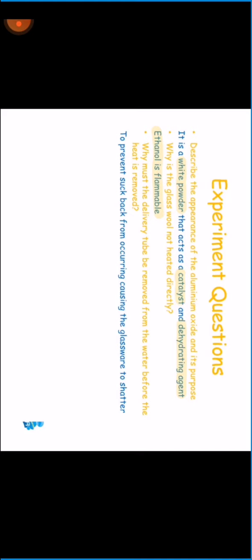Next, why must the delivery tube be removed from the water before the heat is removed from the test tube itself? That is to prevent a process called suckback. Suckback is where water travels up through the delivery tube into your glassware, causing the glassware to shatter, and that will be due to the hot temperature and the cold water coming in contact. The next question is, why is the first test tube of the gas collected discarded?